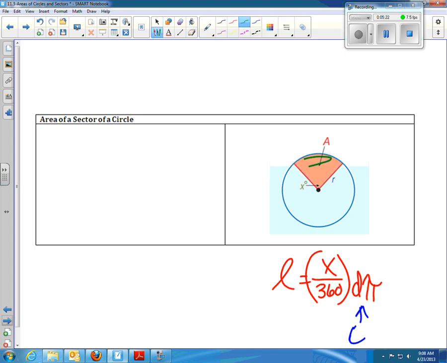So let's talk about all of this space here. It's a very similar formula. The area for a sector, again, is going to have that ratio out of 360. And then instead of talking about circumference, we're talking about area. So pi r squared.